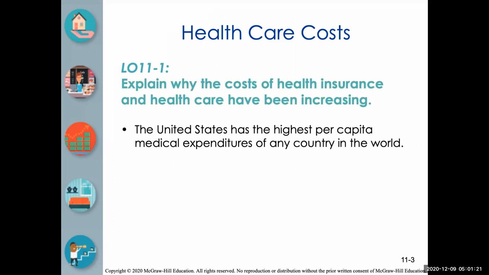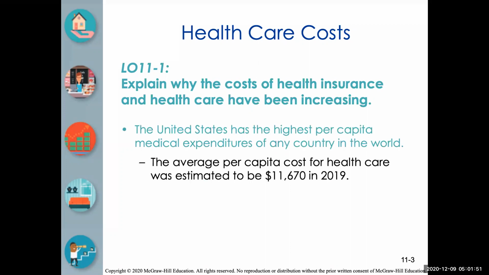Okay, we live with a very real fact that health care costs are rising exponentially over time. And we know that the United States has the highest per capita medical expenditures of any country in the world. I believe in 2019 the average per capita cost of healthcare in the United States was just shy of around $12,000 per person. That is astronomical compared to the other countries around the globe.